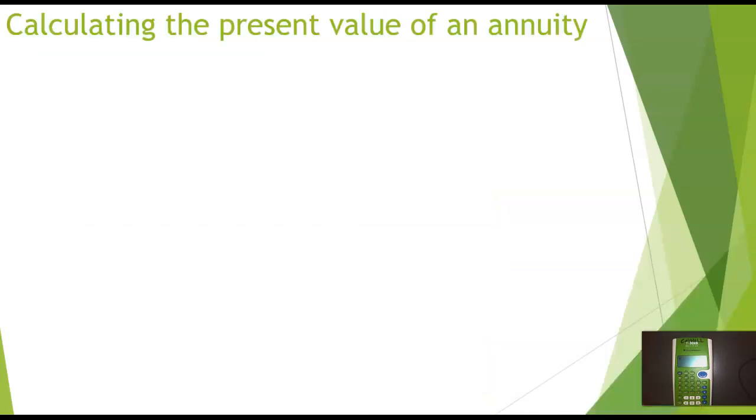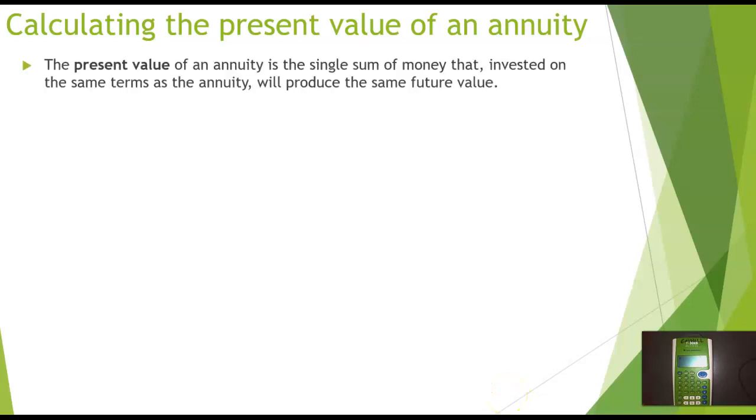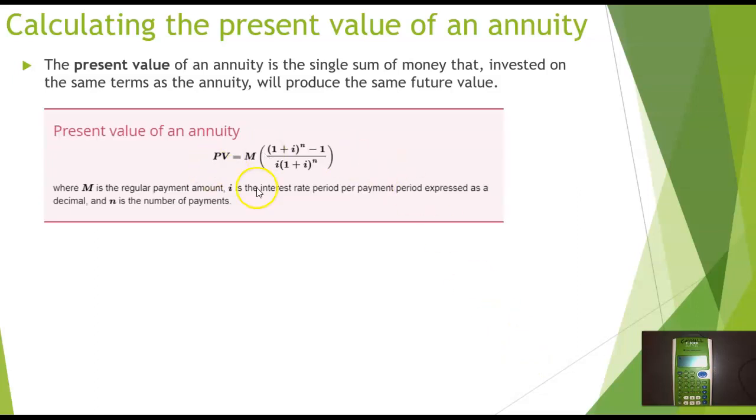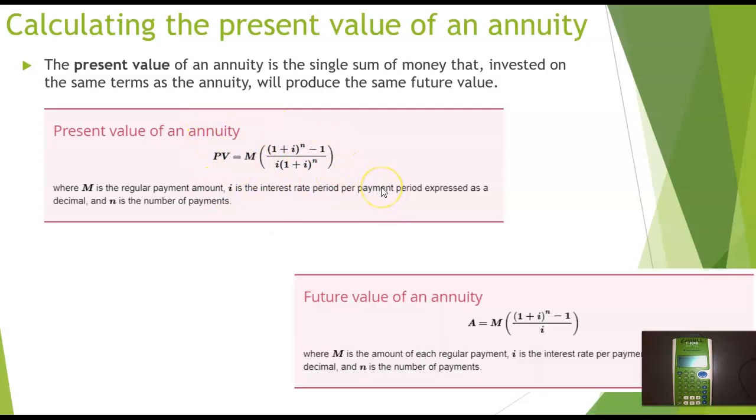Okay, so what about calculating the present value? Now, if you looked at the formula sheet, there wasn't one for present value on there. So the present value of an annuity is the single sum of money that, if invested in the same terms as the annuity, would produce the same value in the future. So here's our present value formula.